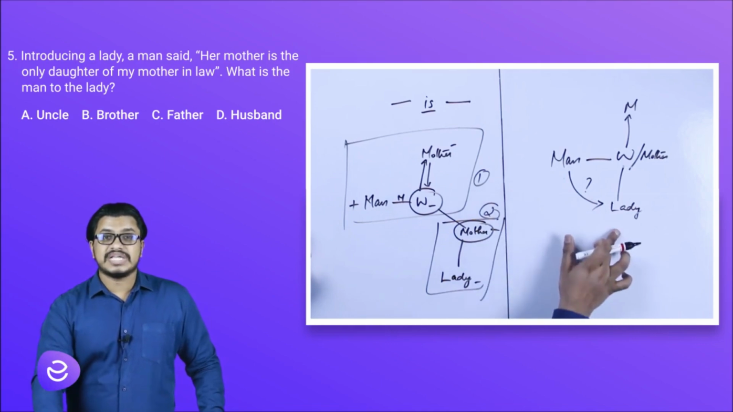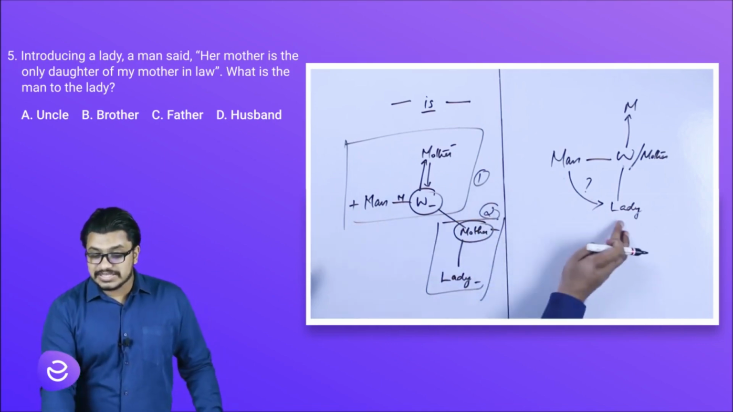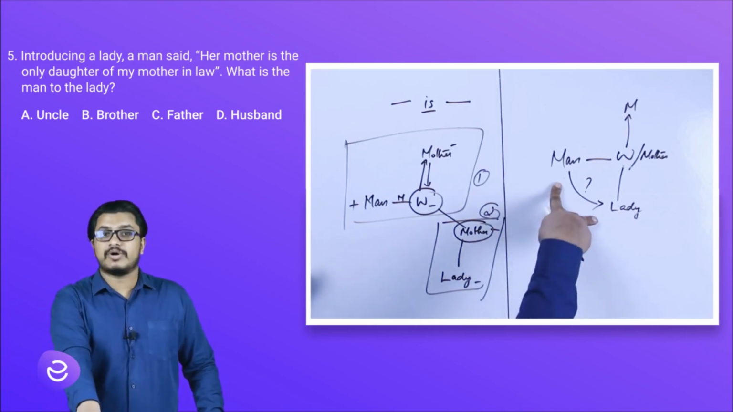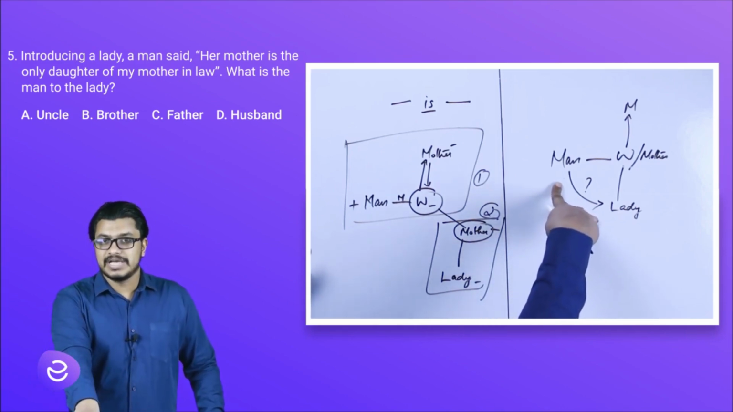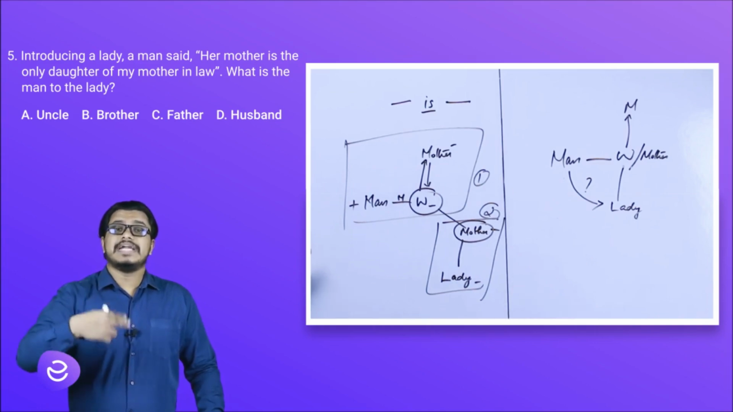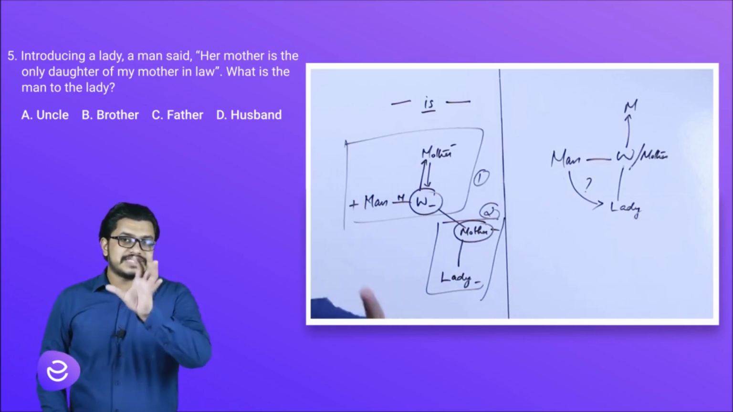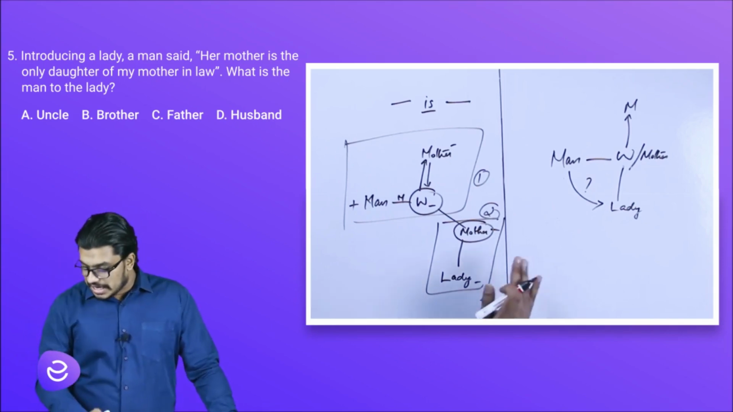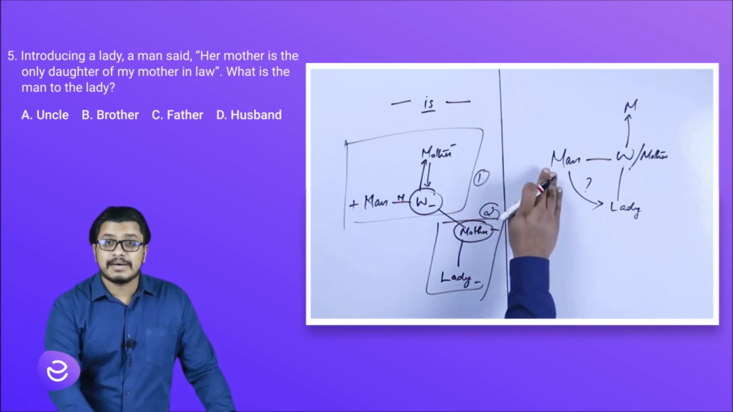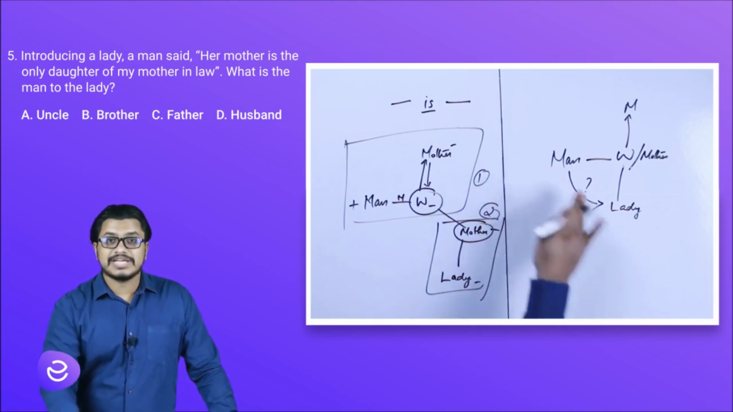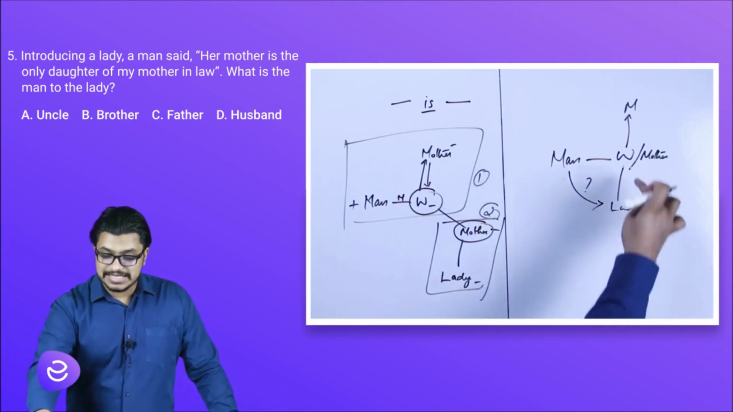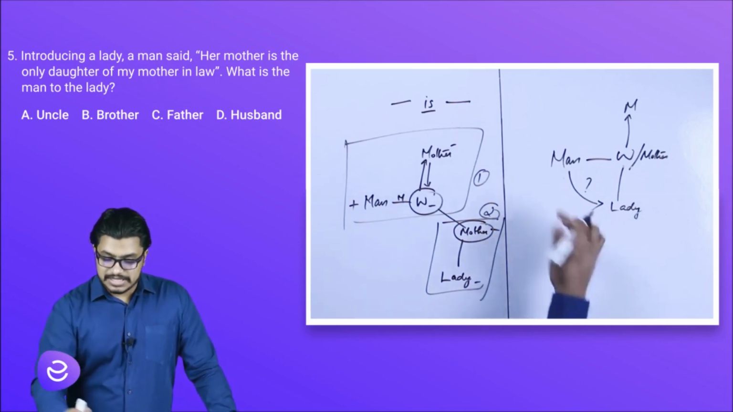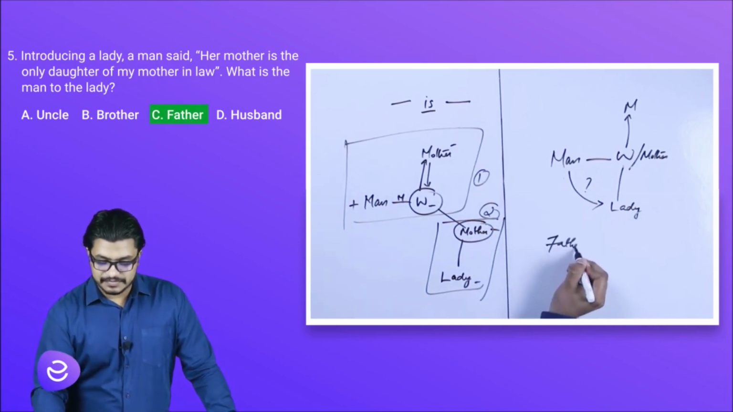What is the man to the lady will have an answer. What is this lady to the man will have another answer. Even though we are talking about both of them as the same persons, both of the answers will be different. We actually discussed this in the guidelines. Whose point of view? So here they are asking from the point of view of the man. So what is the man to the lady? The man is lady's mother's husband. Mother's husband means father. So the answer would be father.